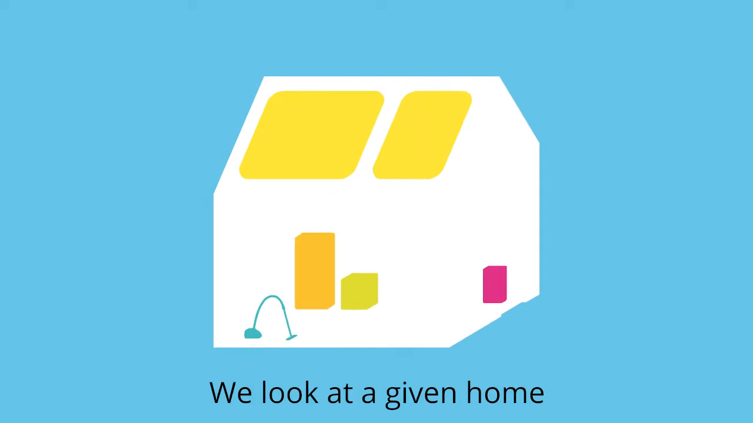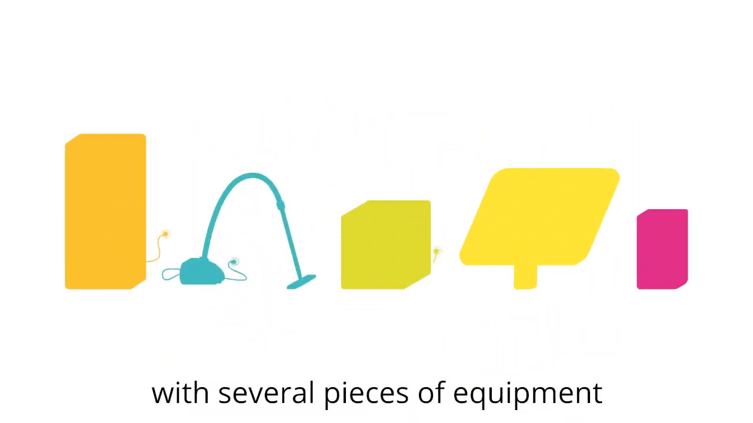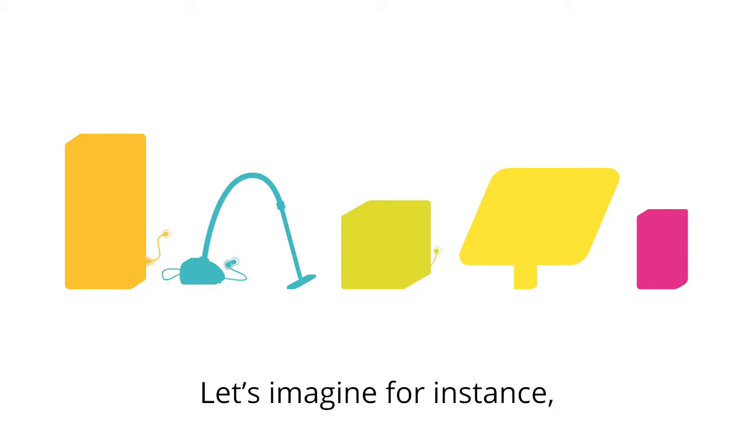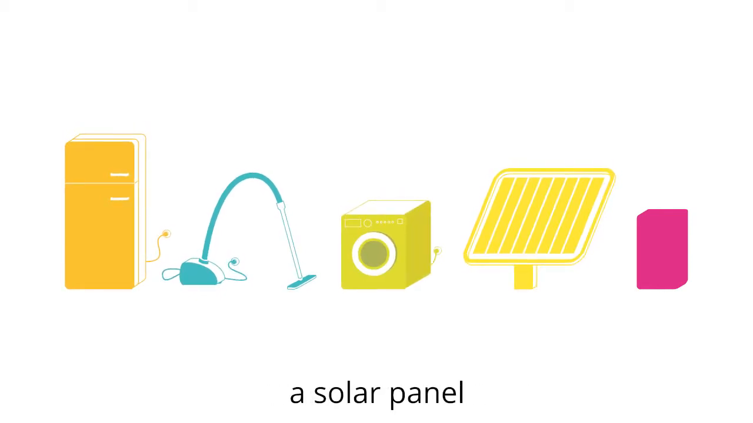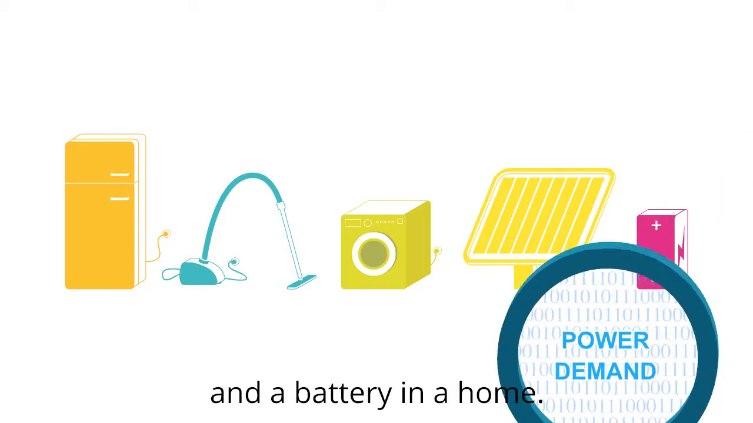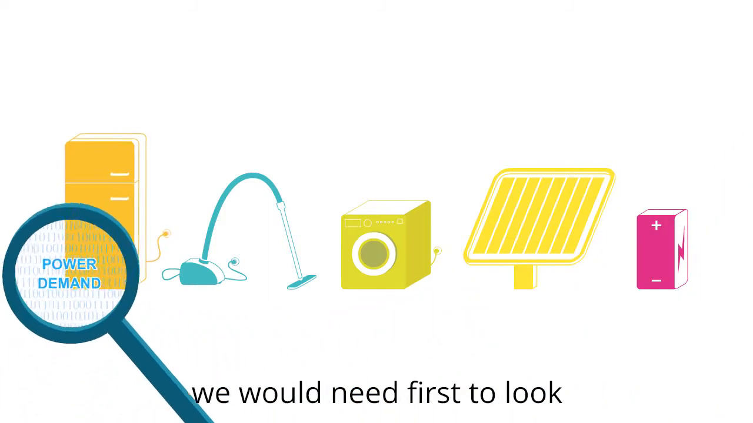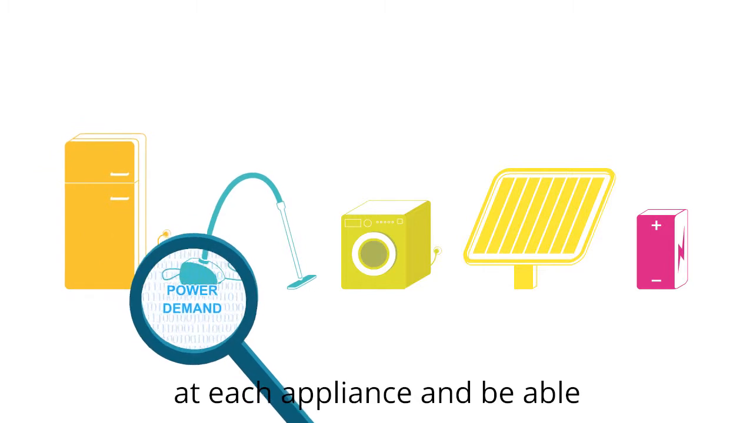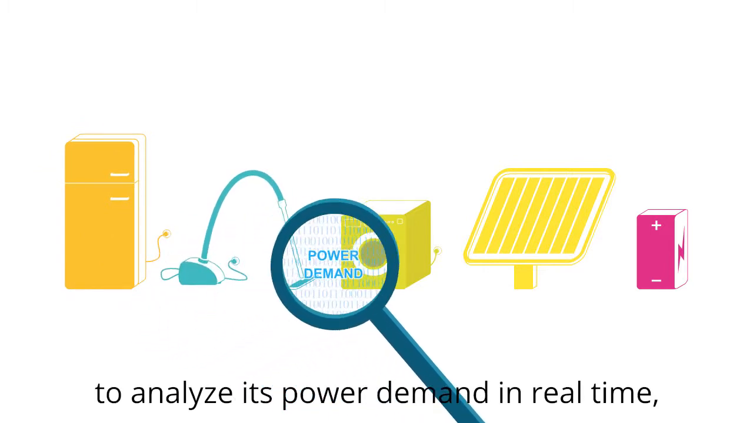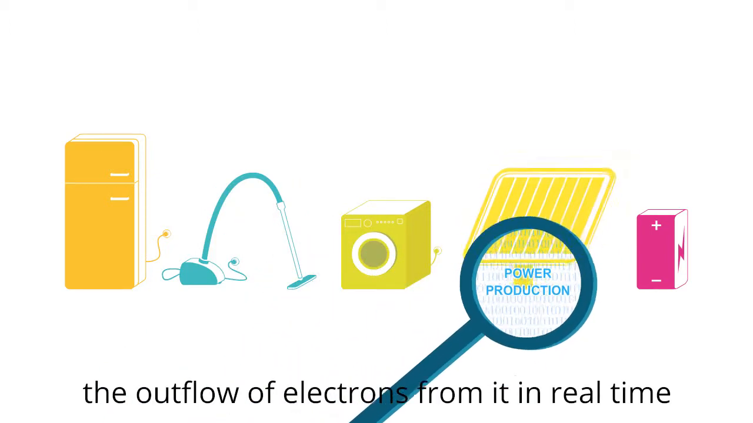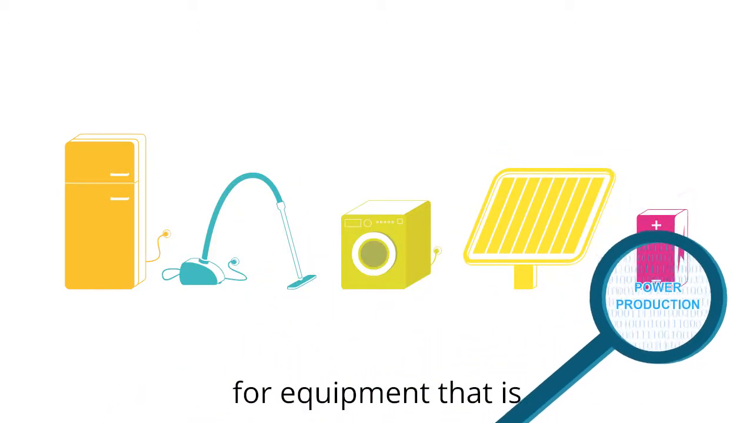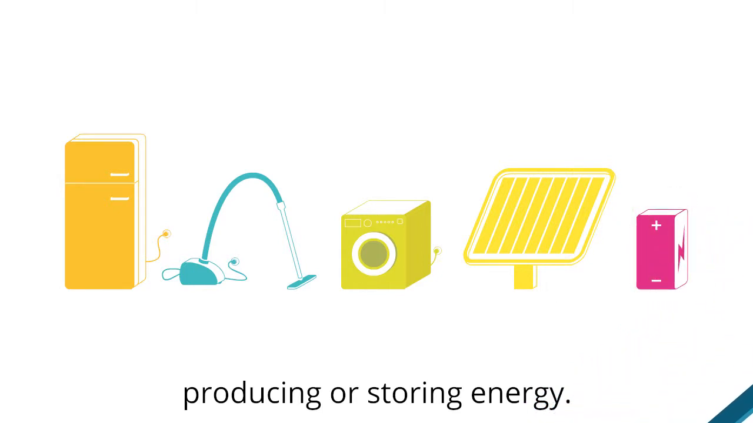Imagine we look at a given home with several pieces of equipment producing and using energy. Let's imagine, for instance, a fridge, a vacuum cleaner, a washing machine, a solar panel, and a battery in a home. To make the system work better, we would need first to look at each appliance and be able to analyze its power demand in real time, depending on its consumption. Or analyze the outflow of electrons from it in real time for equipment that is producing or storing energy.